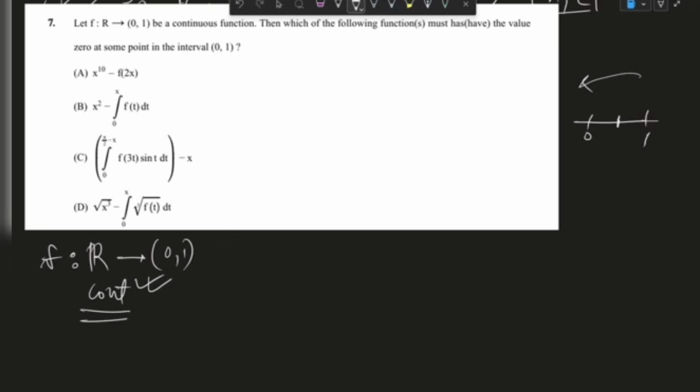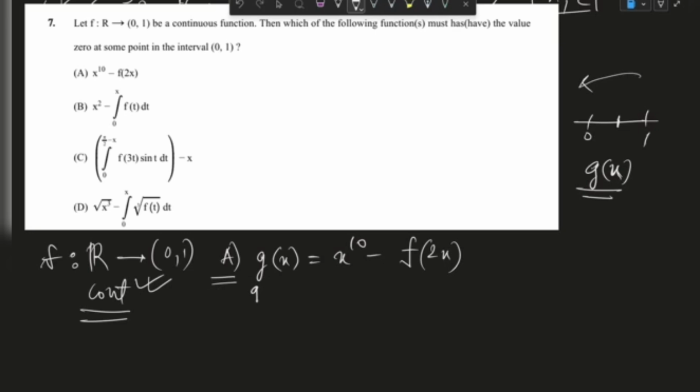So what I will do is I will take each of these options, the functions given in these options, as g of x. So whenever I write any particular option and then g of x equal to, please understand that it is the function that is given in that particular question or that option. So first we go with option A. Here it is g of x equal to x power 10 minus f of 2x.